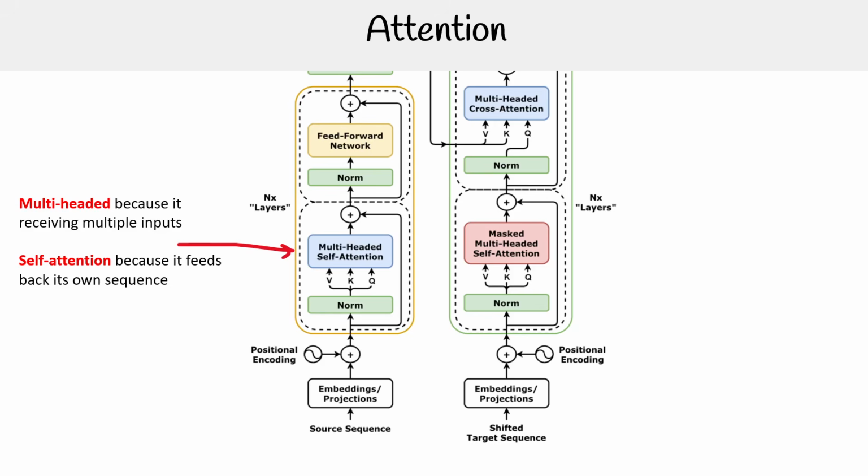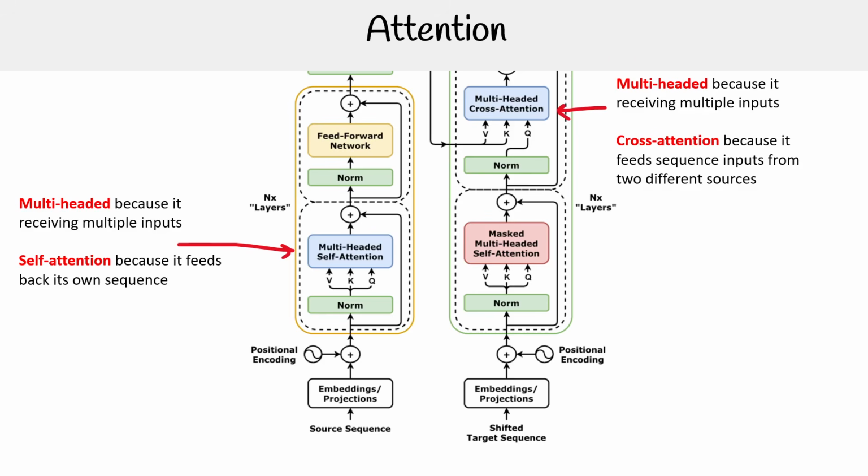You see V, K, Q, and I believe that the Q is for query, key is for key, and V is for value. It has something to do with how search engines think, kind of like if you were to use YouTube and type in a query there, it would match to keys, which would then return you back a value. That is the best description I can give for it. It's self-attention because it feeds back its own sequence. It's going to be the same back and forth there.